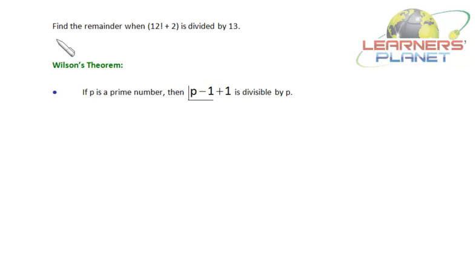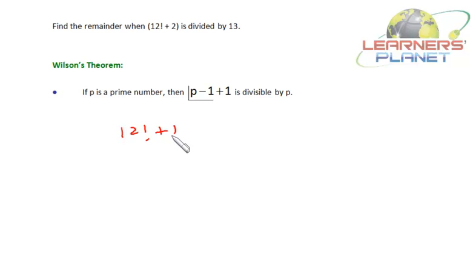Now in this case we have to find the remainder when 12 factorial plus 2 is divided by 13. Friends, there is a theorem called Wilson's theorem. According to the theorem, if p is a prime number, then p minus 1 factorial plus 1 is divisible by p. So here p is 13. The 13 is a prime number. So 13 minus 1 factorial, that is 12 factorial plus 1, will be definitely divisible by 13.